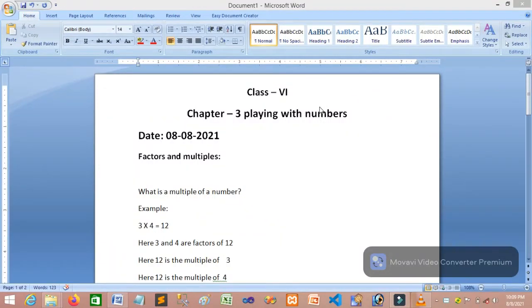Today in this video we are going to talk about factors. Just revise, then after we will talk about the new topic, multiples. We already talked about what a factor is: a number that divides another number completely, or exactly, without remainder. That number we call a factor.